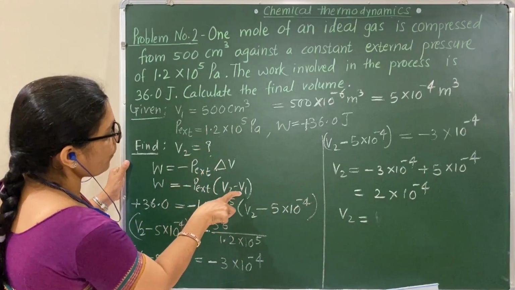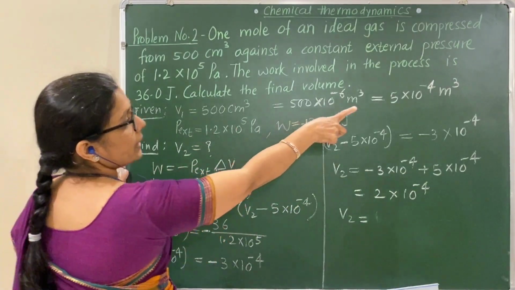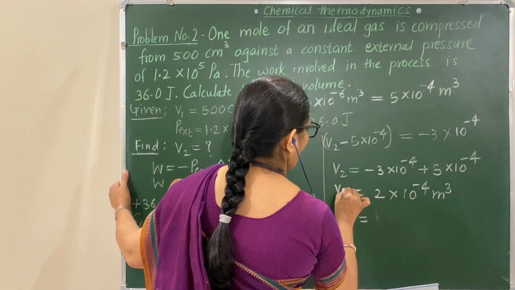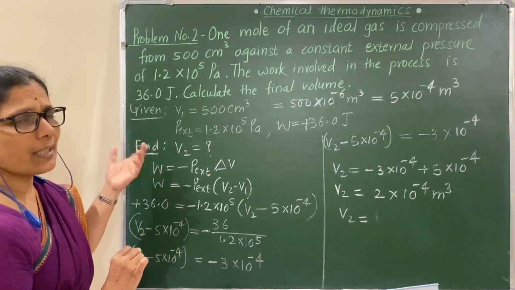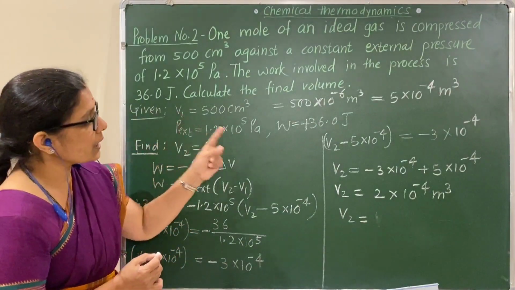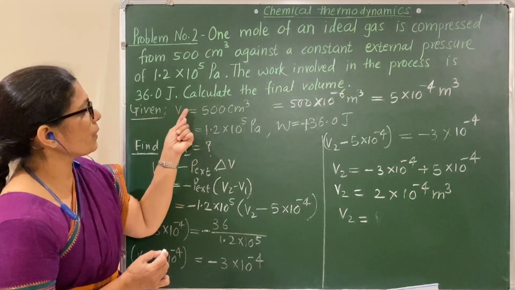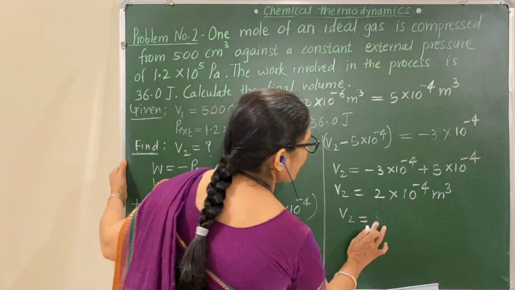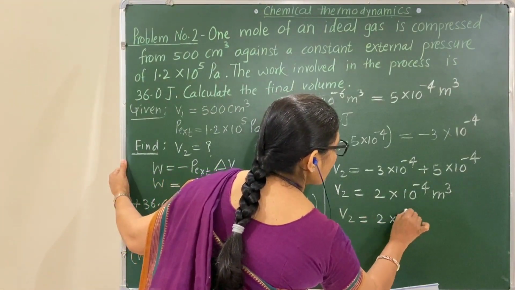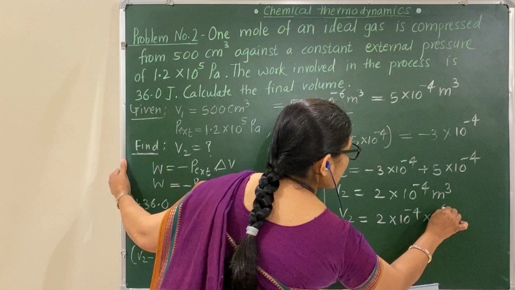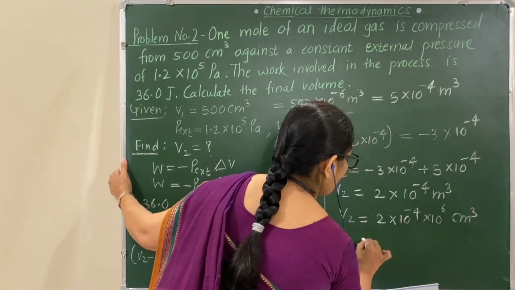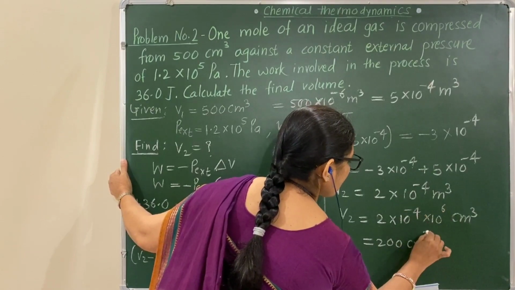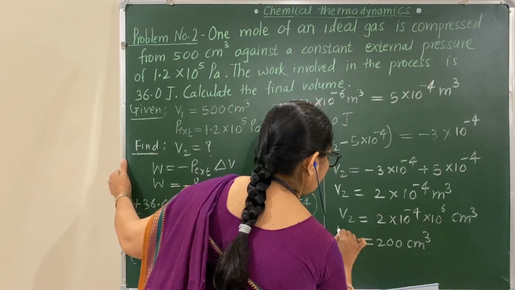Now, what is the unit of V1 here? V1 is in meter cube. Therefore, V2 is also in meter cube. But see here, you can find this V2 in another unit, because V1 is given in the numerical in cm cube. Therefore, you can convert that into cm cube also. 2 into 10 raised to minus 4 into 10 raised to 6 cm cube, which is equal to 200 cm cube. Okay, that is V2.